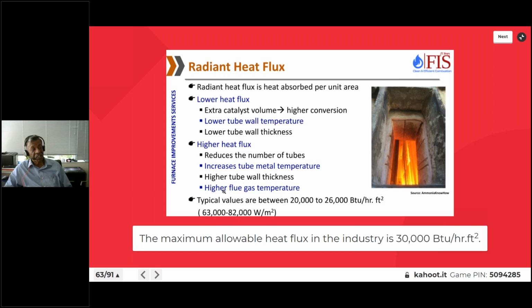So the furnace size becomes smaller, but then you pay a price in terms of higher tube metal temperature and higher tube wall thickness. The typical values in the industry are 20 to 26,000 BTUs. Lower number is always better, in my view. Higher number always produces problems. Some people even go up to 30,000, not me actually, but that's typically, yeah.